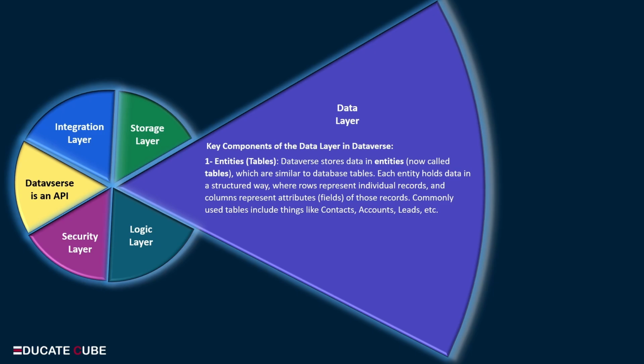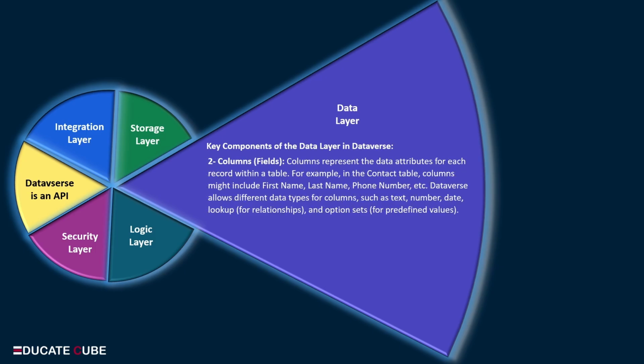First is entities. Entities we can also call tables. Dataverse stores data in entities, now called tables, which are similar to database tables. Each entity holds data in a structured way, where rows represent individual records and columns represent attributes of those records. Commonly used tables include things like contacts, accounts, leads, users, etc.